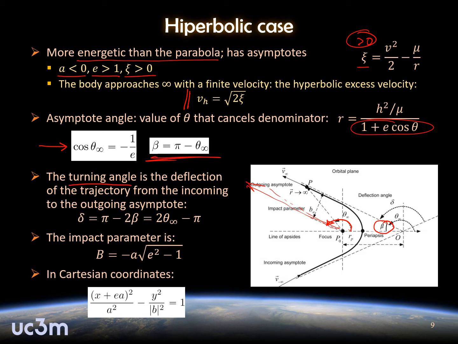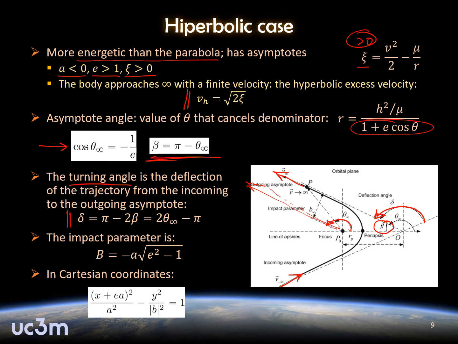Another important angle associated to this is the so-called turning angle of the hyperbola. This is relevant because imagine that you have a spacecraft that is approaching, for example, Jupiter, say with this incoming hyperbola. This is something that we will see later in this course. After the close approach to Jupiter, eventually the spacecraft will leave the domain of Jupiter again and its velocity will have changed. The velocity vector will have been rotated. And the rotation angle, or the turning angle, is this delta angle here, which is related, of course, with beta and theta infinity, as you can see over here.